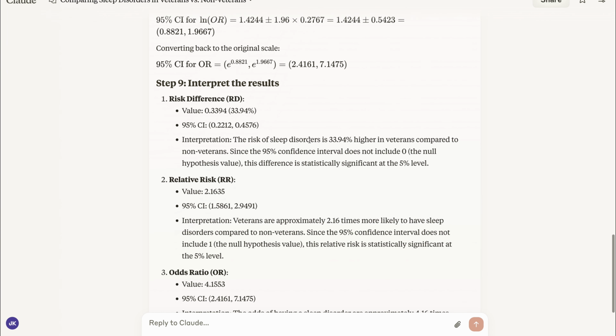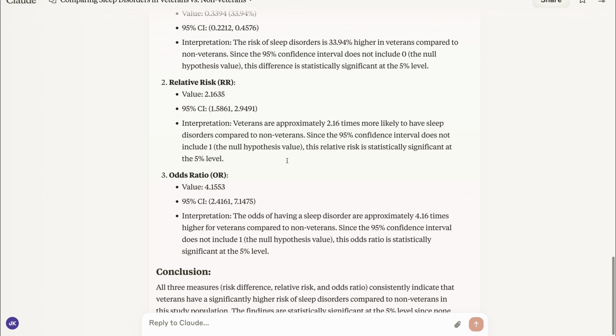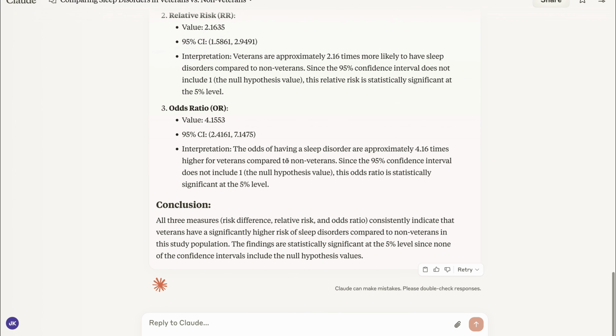And then there's the nice interpretation, and it says the risk of sleep disorder is 33.94% higher. I'd like it to say 33.94 percentage points higher, but there's absolutely nothing wrong with that. And since the 95% confidence interval does not include 0, the null hypothesis value, the difference is statistically significant at the 5% level. It does the same for relative risk and odds ratio. So I think all in all, very nice.